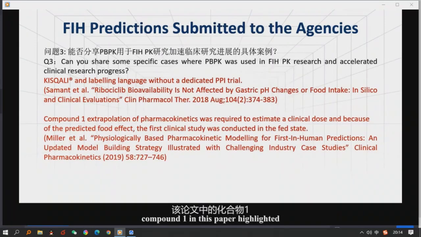Another example would be from the Pharma Gastro Plus user group publication. In particular, compound 1 in this paper highlighted how the extrapolation of pharmacokinetics was required to estimate a clinical dose for the compound and progress this compound. And the modeling highlighted that a food effect was likely to occur with the compound. So the first clinical study was indeed conducted in the fed state based on the modeling. So this was a nice example of how there was reason to believe in the compound based on the PBPK modeling, and the PBPK modeling also dictated how the first clinical study was conducted.